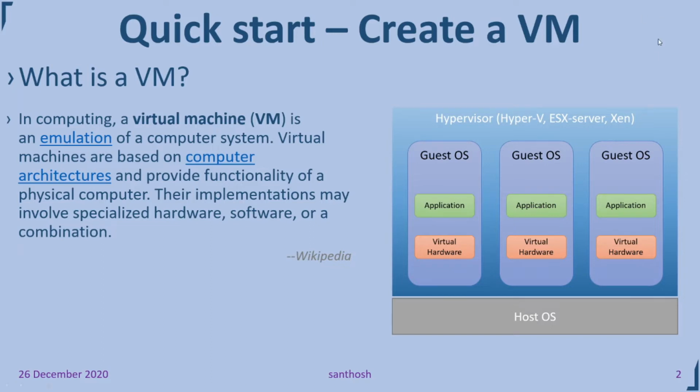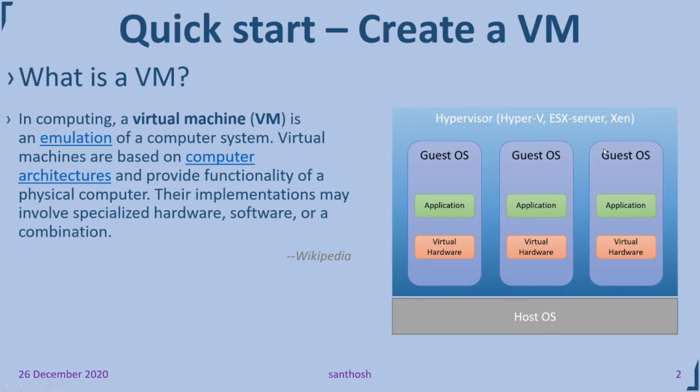On the right hand side, there is an illustration of a virtual machine implementation. Normally, on the host OS is installed a software called a hypervisor, for example, Hyper-V, ESX Server, Oracle VirtualBox, Xen, and so on and so forth. In this hypervisor software, you can create as many virtual machines as you like.